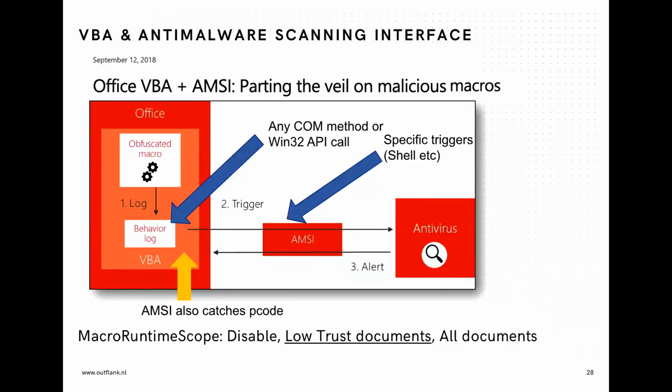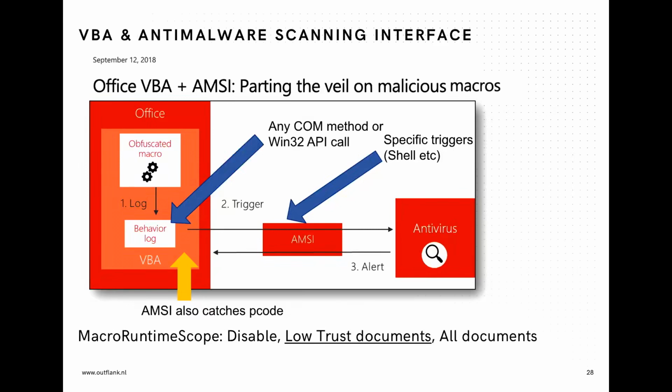One additional detail they described in their September blog about the design is this macro runtime scope. Microsoft was worried about performance and how this would affect regular macros being executed in businesses. So they said we'll have three modes in which this engine can run. One, it can be disabled. It can be enabled on low trusted documents, and it can be enabled on all documents.